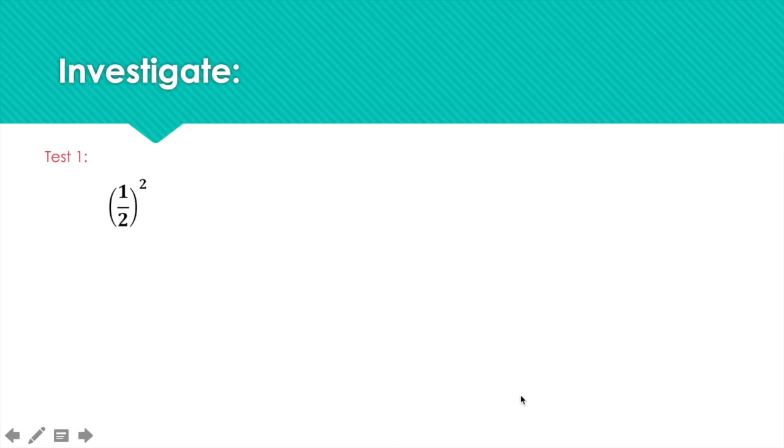All right, we're going to do a little bit of an investigation. So if I have half squared, what that actually means is a half times a half. Now, when we multiply fractions, we do the numerators together and the denominators together. So 1 times 1 over 2 times 2, which equals 1 over 4. Now, just have a little think about that while we look at the second test.